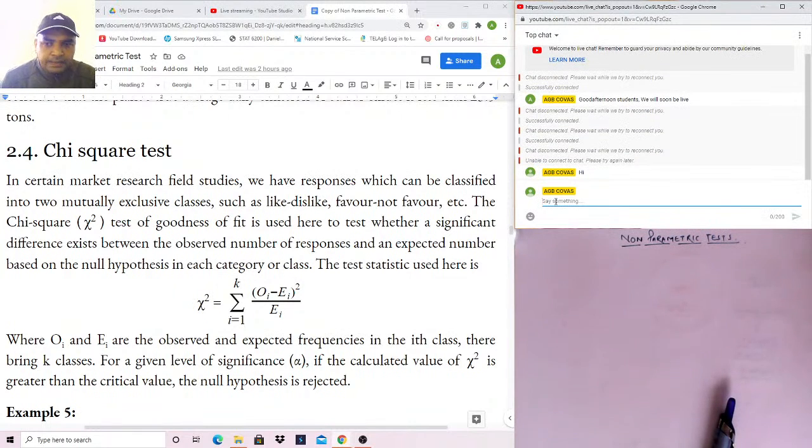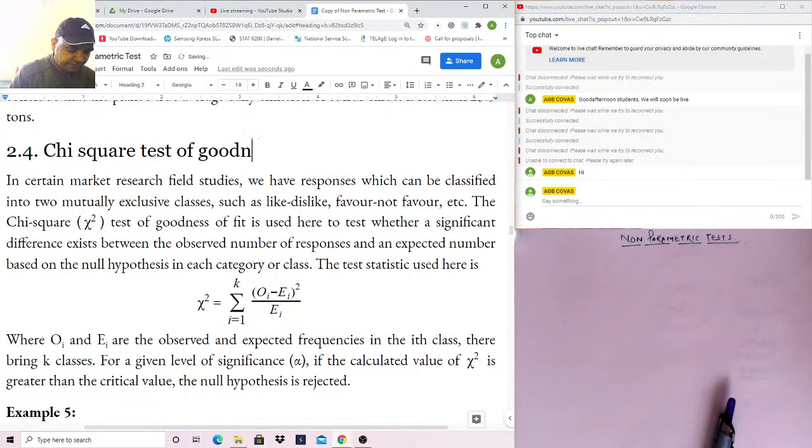So basically, this chi-square test, say for example, in certain market research or field studies, we have responses which can be classified into two mutually exclusive classes, like dislike, or you favor them or you do not favor them, like this. So the chi-square test of goodness of fit. This test is applied on one sample. This test is also known as chi-square test of goodness of fit.